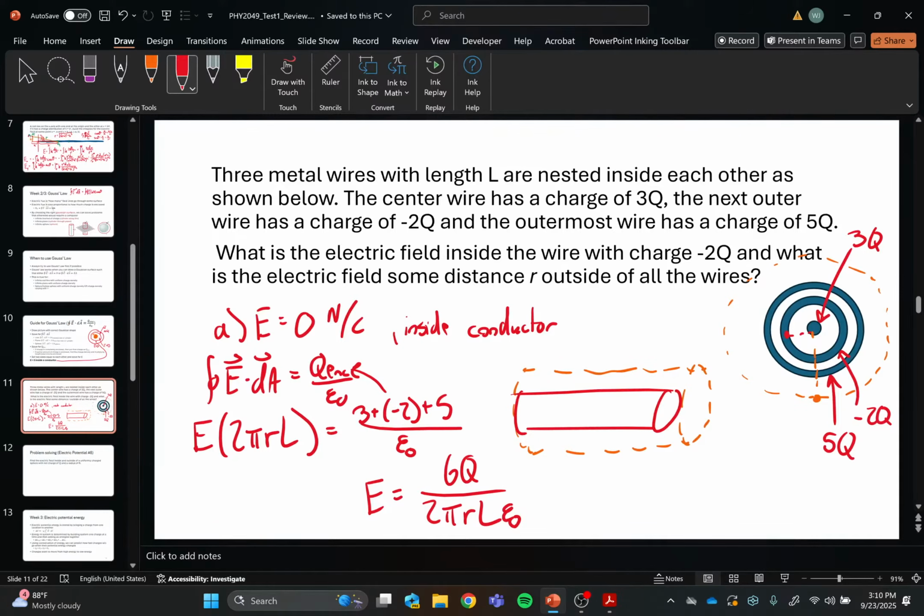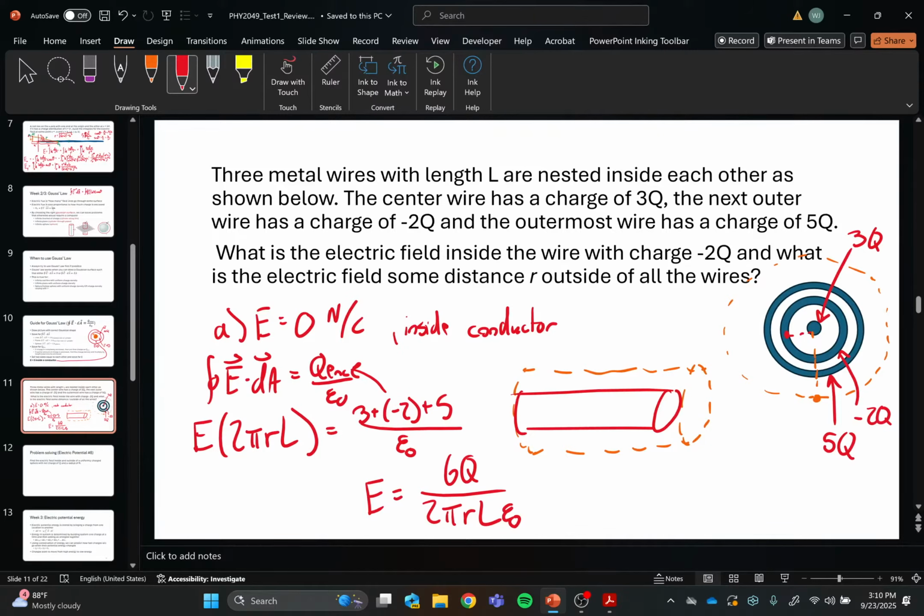Yeah, great question. How would I word a problem where it'd be somewhere in between? So I've done this a few times. What I do here is I have to give you the radii of every object. So I'd say the inner object has radius R1. The second object has an inner radius of R2 and an outer radius of R3. The outer object has an inner radius of R4 and an outer radius of R5. And then I'd say my r is less than this value and bigger than this value.